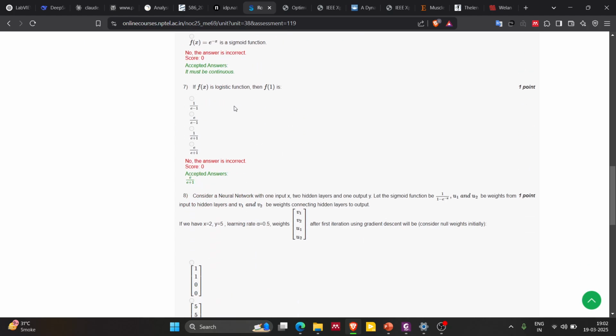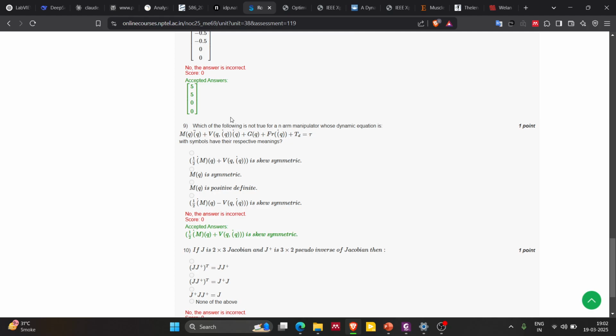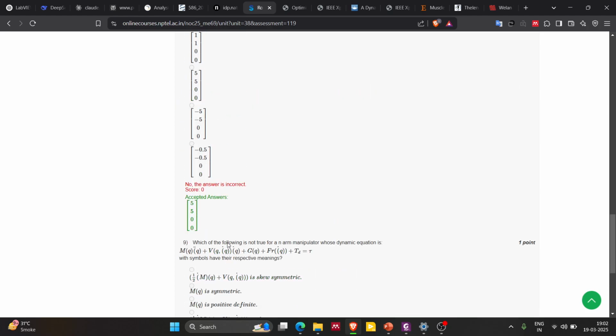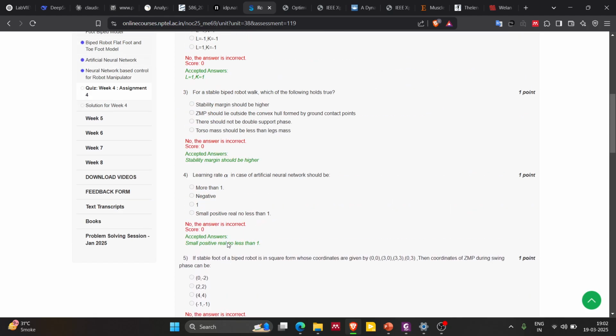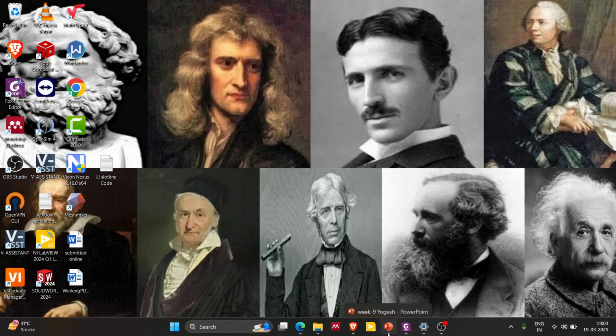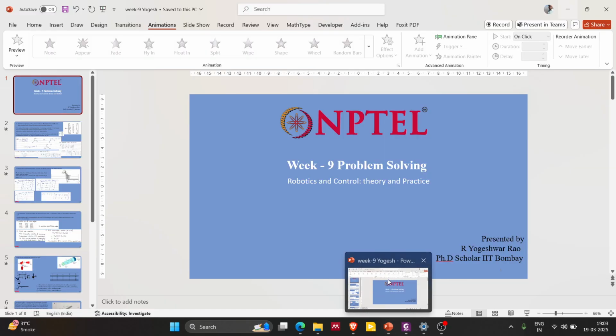There are some problems here, like a problem on Jacobian, kinematics problem, phase transformation, phase parameters. So we will try to solve those problems so that we do a kind of revision. And because I will be solving some example problems, it will help you to understand the concept more.